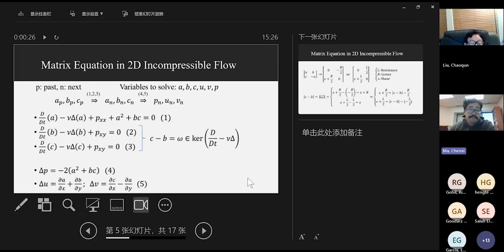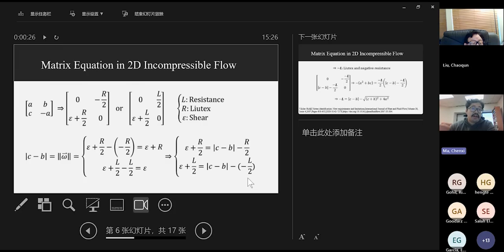After that, we can get the values for pressure and U and V for the next time step by using the Poisson's equations. Laplace P equals negative 2 times A squared plus BC. Laplace U equals partial A over partial X plus partial B over partial Y, because A is partial U over partial X and B is partial U over partial Y. Similarly, Laplace V equals partial C over partial X minus partial A over partial Y.